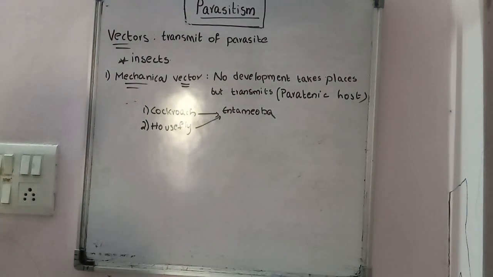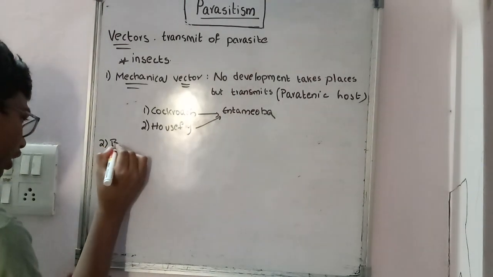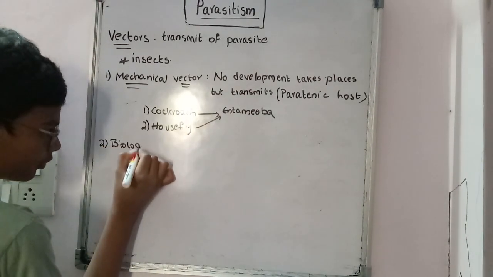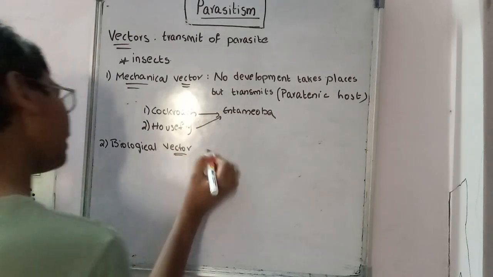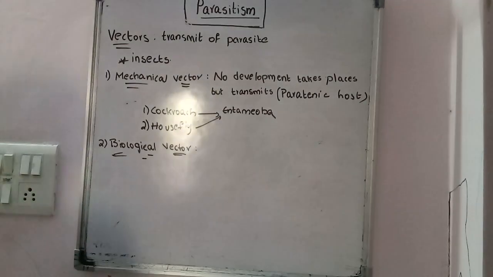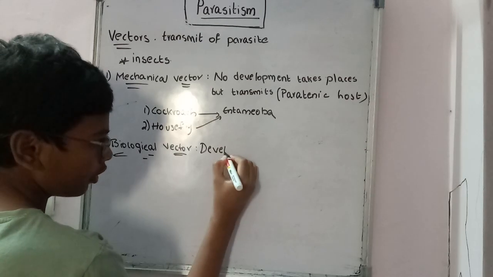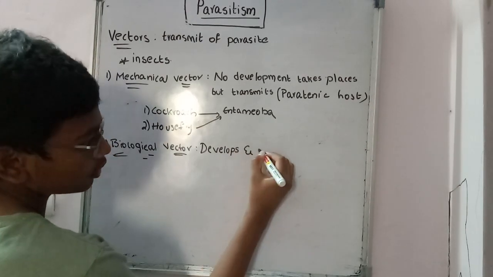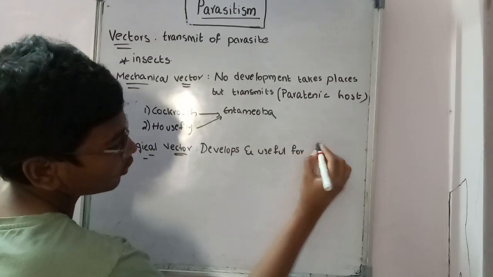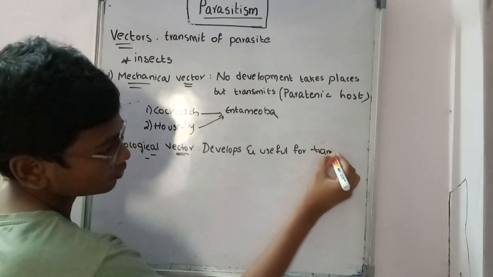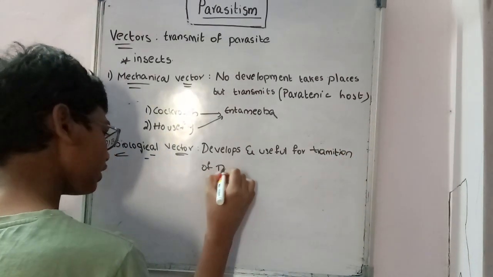Okay. Now, this was the first type of vector, and if we go into the second type of vector, that is the biological vector. So what is a biological vector? You can see it is completely opposite to the mechanical vector. It means the parasite develops in it, and it is useful for transmission of the parasite.